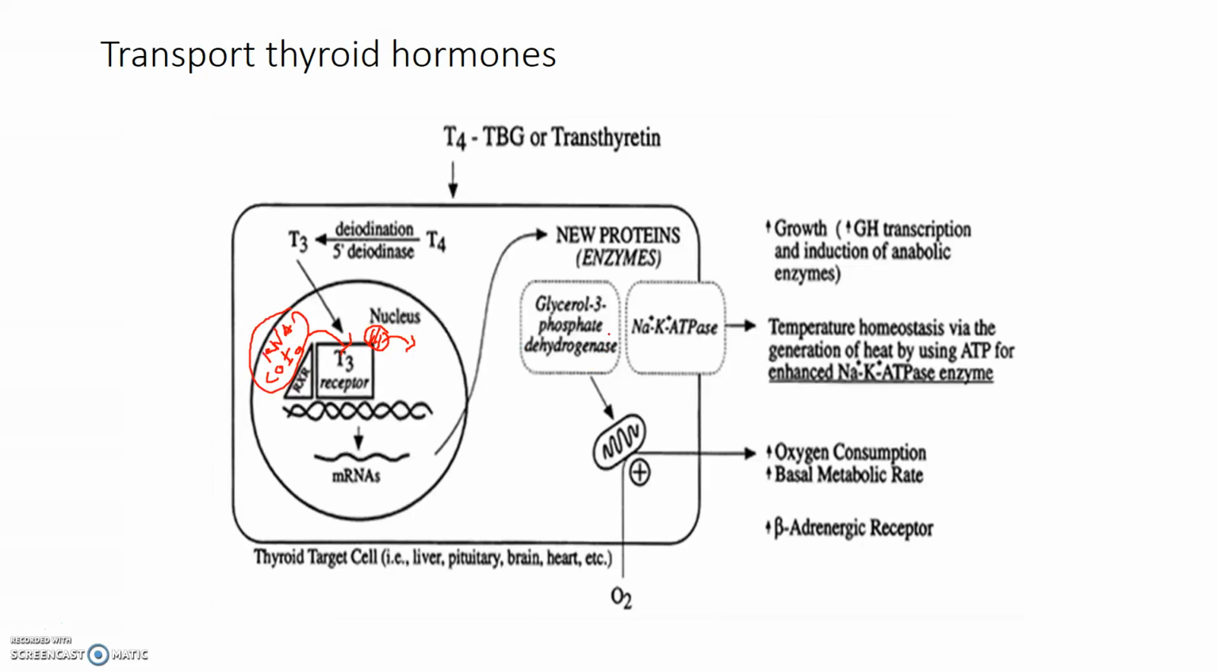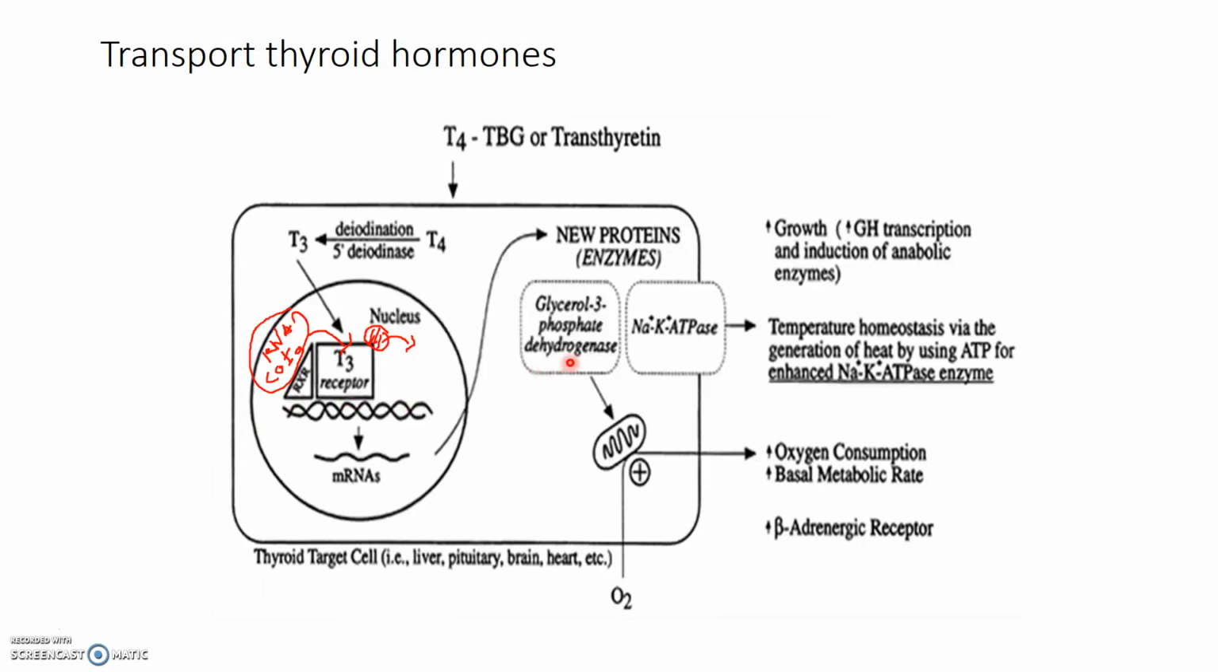That is glycerol 3-phosphate dehydrogenase, which, if you remember from your biochemistry, is an enzyme present in the glycolysis pathway. Okay, this is the first enzyme that is produced, and another enzyme that is produced is the Na plus K plus ATPase. There are actually a few functions for why these enzymes are being formed.